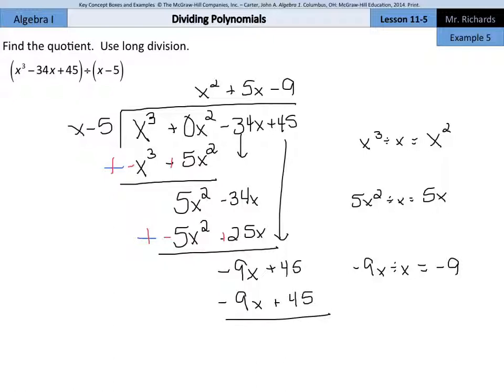Something kind of cool happens here, because as we go to subtract, we'll add the opposites, so that 45 plus a negative 45 is 0, and negative 9x plus 9x is 0. So we actually don't have a remainder here. Our final answer is x squared plus 5x minus 9.